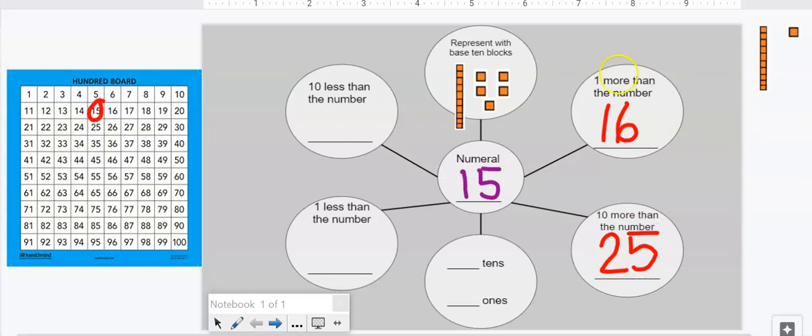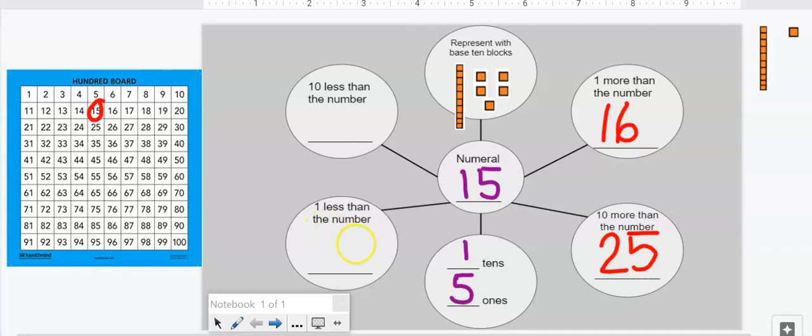So another way to look at that is see up here when I represented with my base 10 blocks, I had 15. If I added 10 more, that's right, I would have 25. Okay, so in 15, how many 10s do I have? That's right, I have 1 10, and how many ones? 5. Great job.